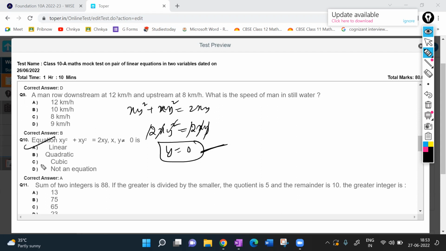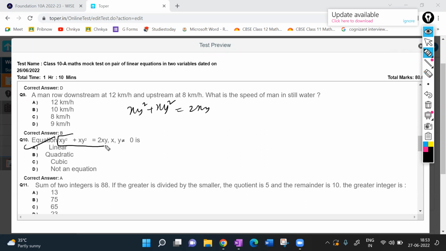Understood my point? Is it clear? Yes, sir. Sir, isn't y equal to 1? The condition for the given equation is y should not be equal to 0. If xy becomes 0, what happens? 0 is equal to 0. That doesn't make sense.